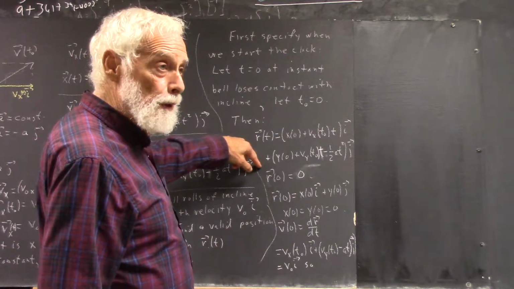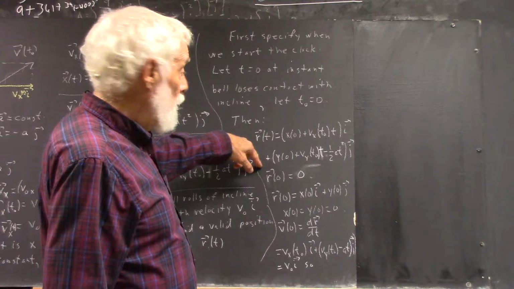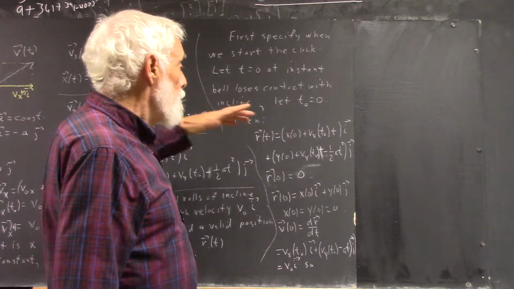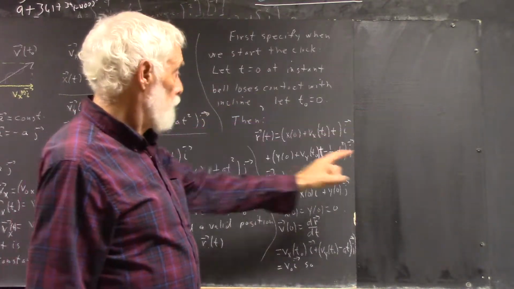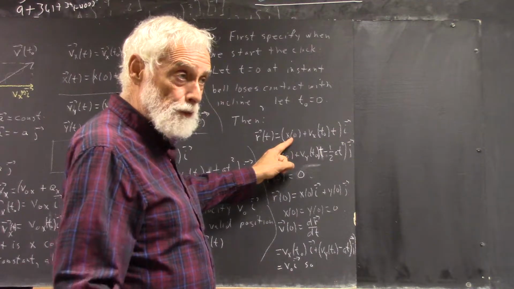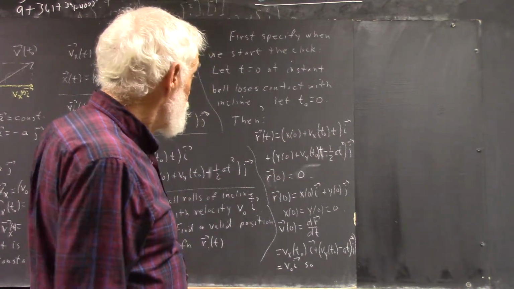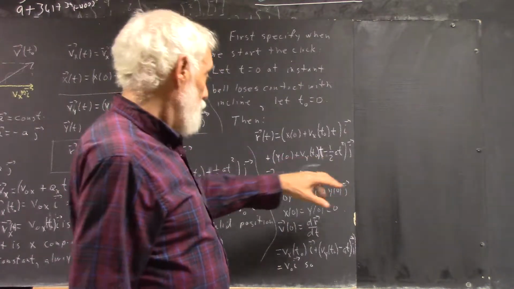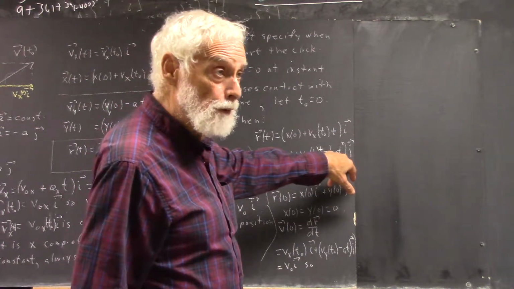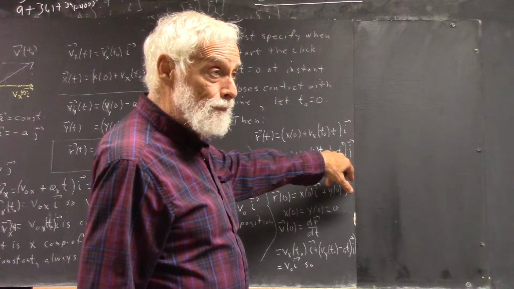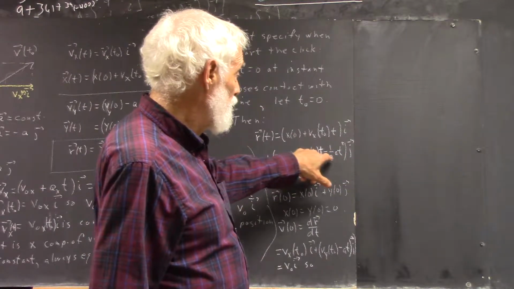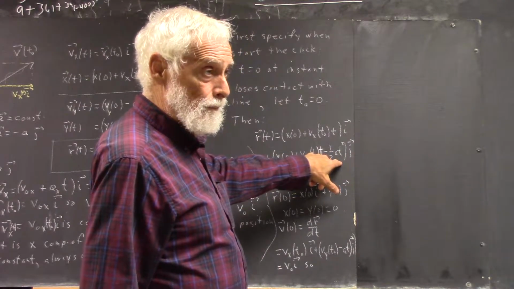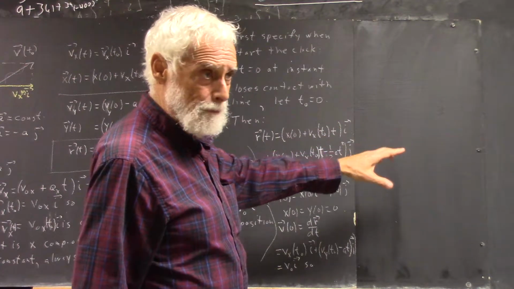R of t has to be this, and all this says is that the x velocity is constant and it starts someplace at t equals 0. And all this says is you have uniform acceleration in the y direction. There's an acceleration that I've written as negative a times j.